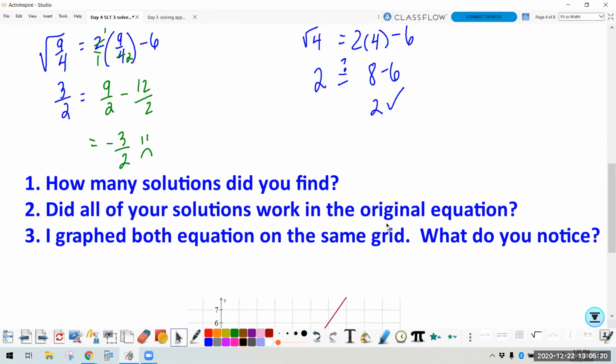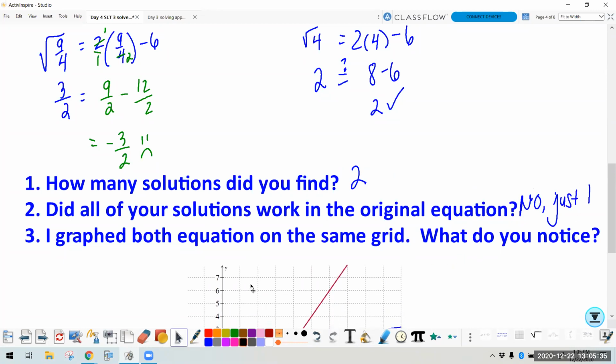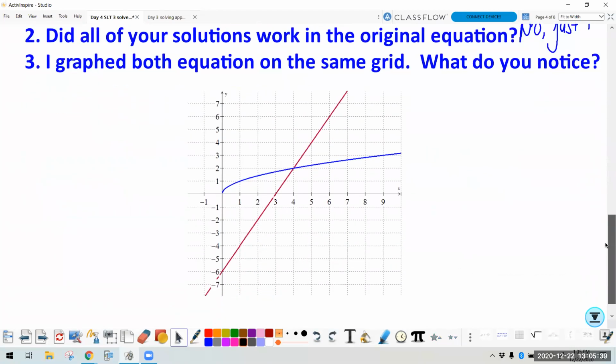So how many solutions did we find? You don't have to write this, just think. We found 2, but only one of them worked. Did all of them work in the original? No, just one. So let's discuss why that is.